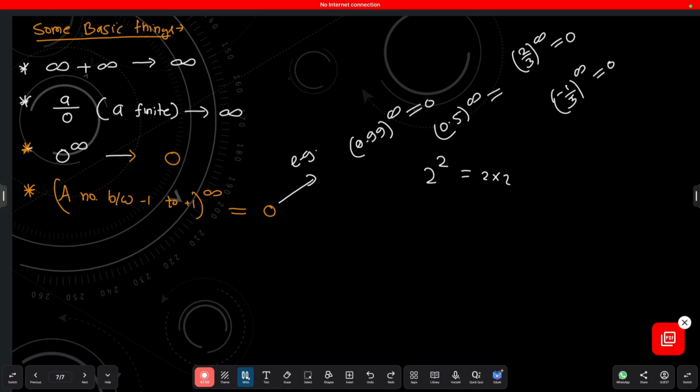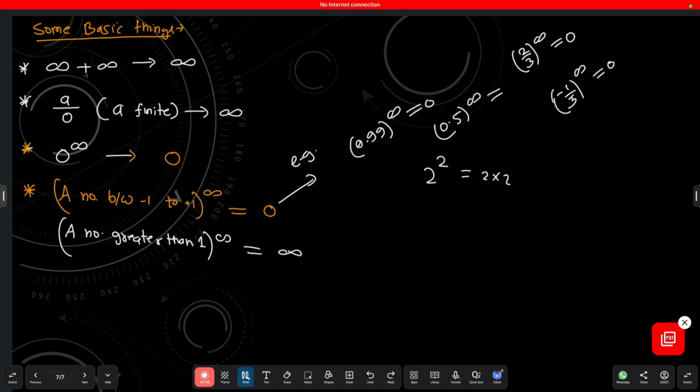Then a number greater than 1 to the power infinity is infinity. These things you must know, otherwise you can't survive in this chapter. These are basic things in maths.